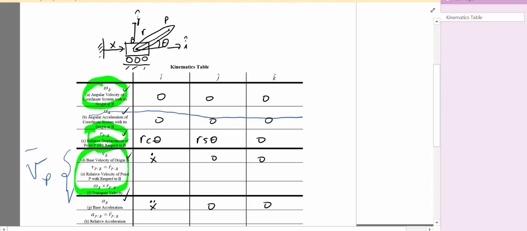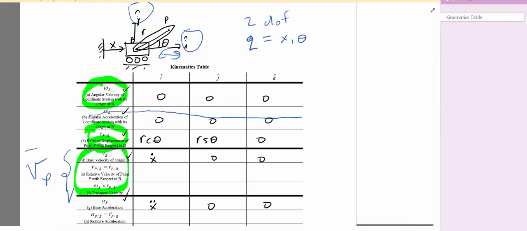So what do we have? Okay, we're using the inertial frame right now, so we still have I and J. How many degrees of freedom do we have? The cart can move left and right, and the bar BP can spin. So we have 2 degrees of freedom. So our Q, which is our generalized coordinates, would be x and theta. And we know for kinetic energy, we'll ultimately need to know the velocity of each of these masses.